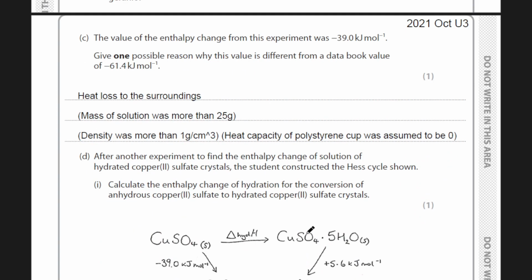The value of the enthalpy change from the experiment was this. Give one possible reason why this value differs from the data booklet value. Many common reasons: you can just give heat loss to the surroundings, or the mass of solution was more than 25 grams, or any issue related to the polystyrene cups. Any reason is suitable, but it has to be logical. The next question is that we need to use Hess's law to calculate the enthalpy change of hydration. This is just simple Hess's law, nothing new here. All the values are provided.